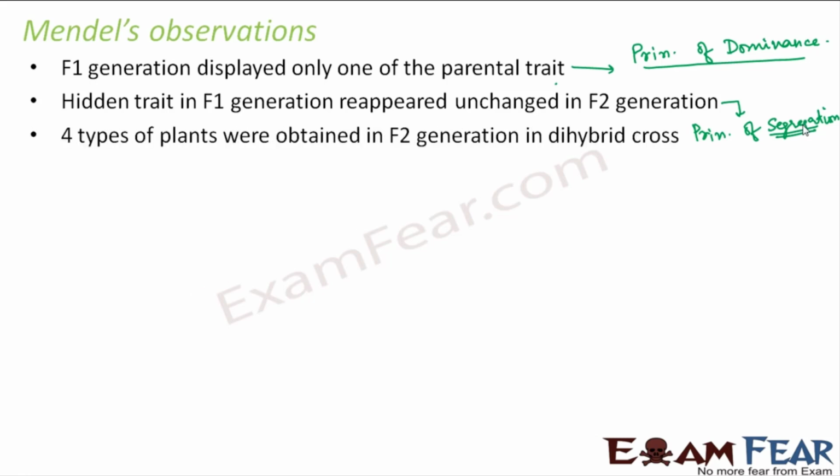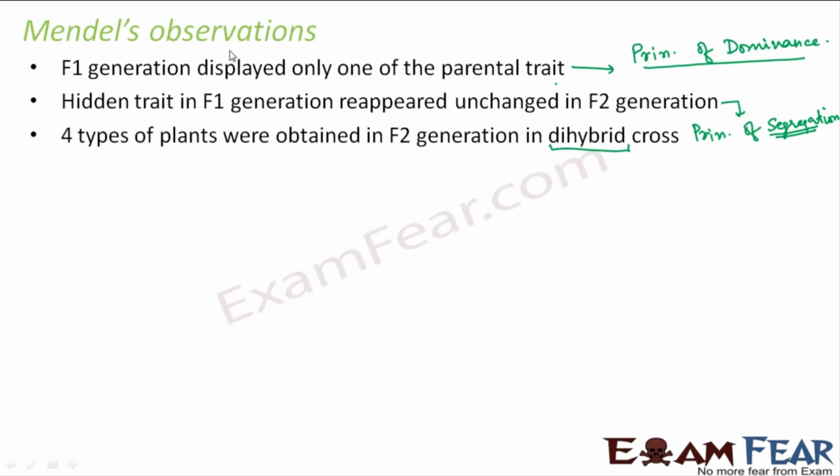The third observation was that 4 types of plants were obtained in the F2 generation in a dihybrid cross. What is a dihybrid cross? Dihybrid, di means two, hybrid means mixture. So two contrasting characters. Mendel's first set of experiments was basically a monohybrid cross. That means there was only one contrasting character. Mono means one. And Mendel's second set of experiments, the one with green and round and yellow seeds, right? So that is a dihybrid cross.